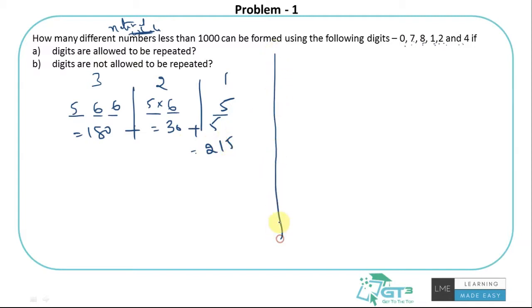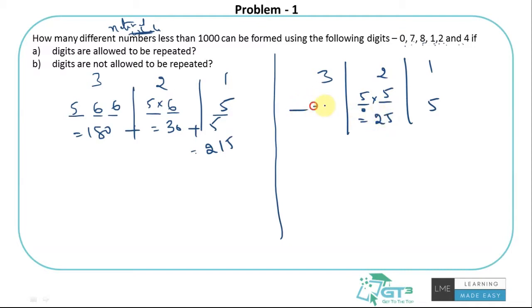If the repetition is not allowed, for 1-digit it will still be 5 because there is no repetition anyway. In this case, I will have 5 options, 0 is not counted. For 2-digit, I will have 5 options for the first blank, and for the next I would have used 1 digit already, so I cannot use the same digit again. Leaving that, I can use any one of these 6. So that's 5 into 5 is 25.